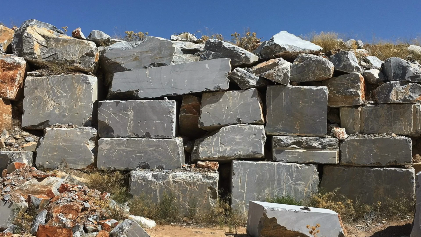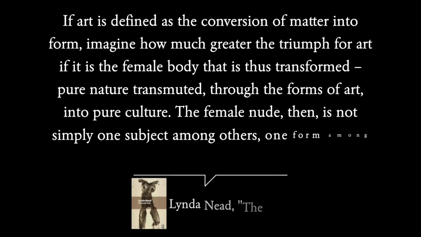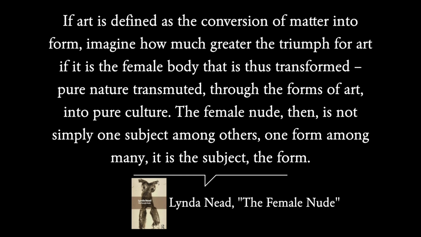A sculptor will take a rock and transform it into a statue. Artists take matter and give it form. So if the female form is nature embodied, then the act of giving that body form through art would be the ultimate act of civilization. Or to say the same thing, but much more clearly, as Linda Nochlin put it in her study of the female nude throughout history, if art is defined as the conversion of matter into form, imagine how much greater the triumph for art if it is the female body that is thus transformed.